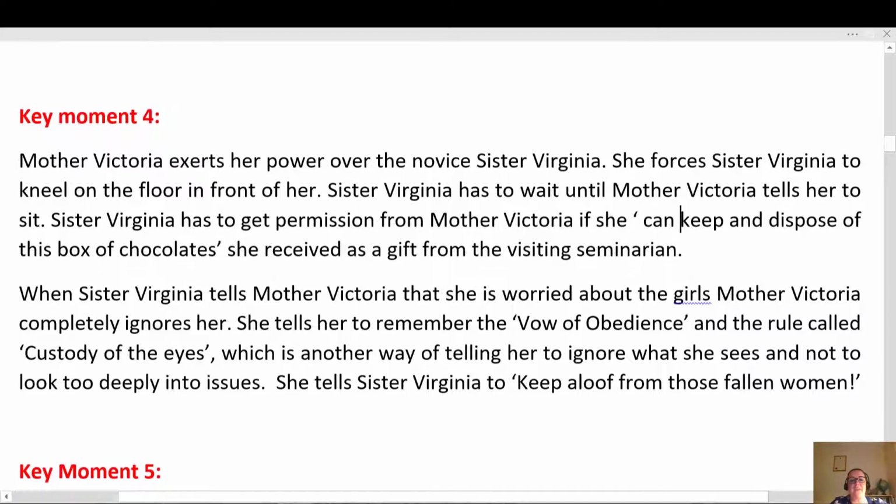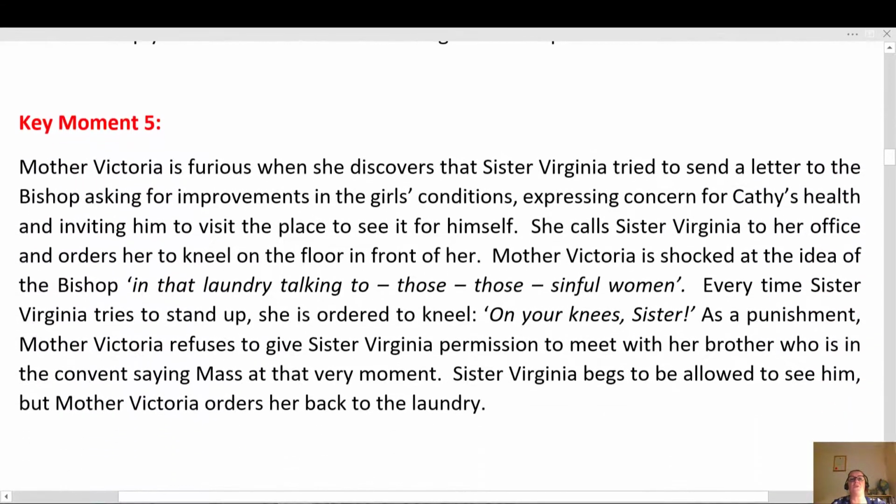And a fifth key moment to show that the villain Mother Victoria abuses her power. Mother Victoria is furious when she discovers that Sister Virginia tried to send a letter to the bishop asking for improvements in the girls' conditions, expressing concern for Catty's health, and inviting him to visit the place and see it for himself. She calls Sister Virginia to her office and orders her to kneel on the floor in front of her. Mother Victoria is shocked at the idea of the bishop in that laundry talking to those sinful women.